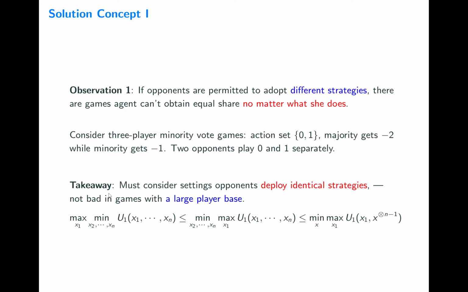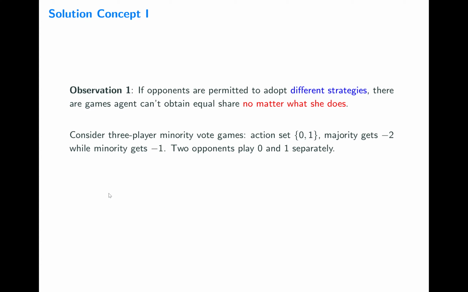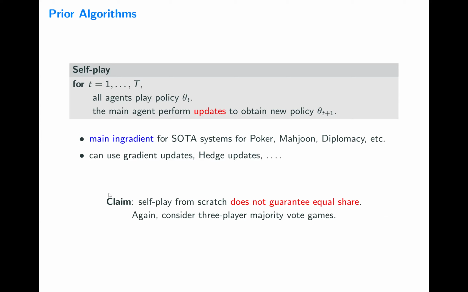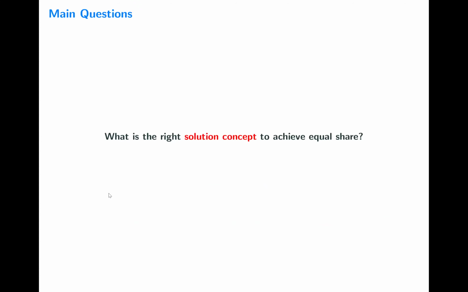This sounds like a very strong restriction, because you never want to say, oh, my opponent has to play the same strategy. But it turns out, if you think about the prior systems, the self-play algorithms used in a lot of online games, it actually makes sense. Because in the self-play algorithm, they already implicitly assume all the players are playing the same strategy. This is how they design the poker system or Mahjong system. They are kind of already doing that.